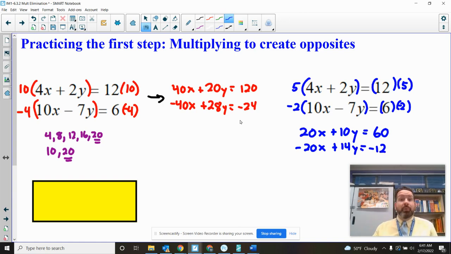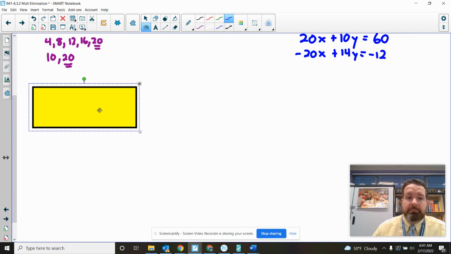Now, it's not that one of these is good and one of these is bad. These both work. So like I said, if you just want to do the same thing every time, do the red way. No problem. If you want to try and keep your numbers small, do what we just did here with the blue way. And there you go. Let's go again.